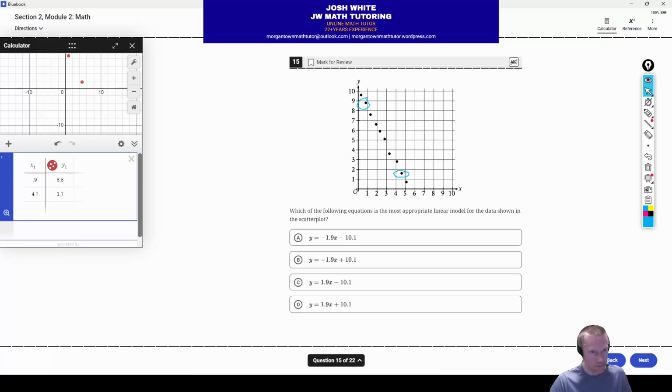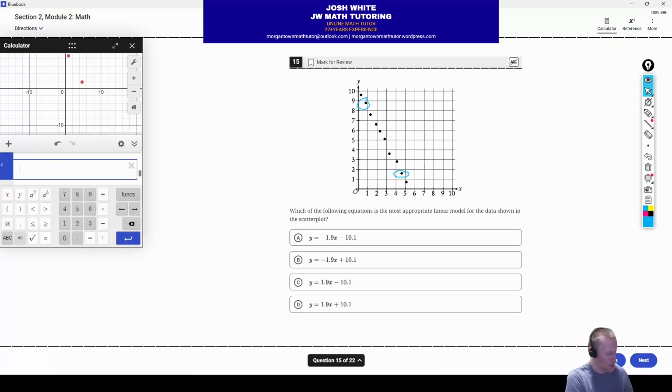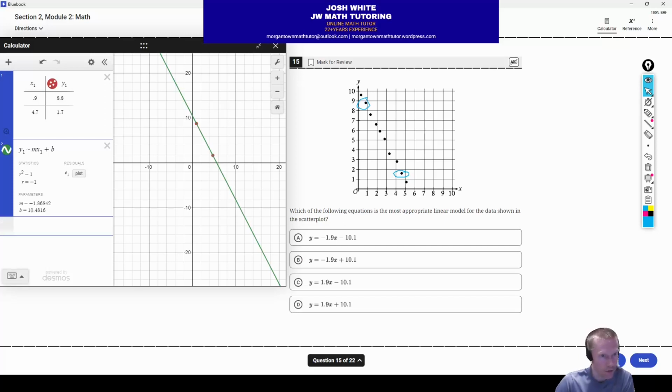Okay. So now what we're going to do is get the equation of this line by doing a linear regression. It gives us, for the slope, negative 1.86 and for the y-intercept 10.48. When you look at the answer choices, these numbers are pretty close, but there's only one that has a negative value for the slope and a positive 10 point something for the y-intercept. And again, it confirms the correct answer here is letter B.